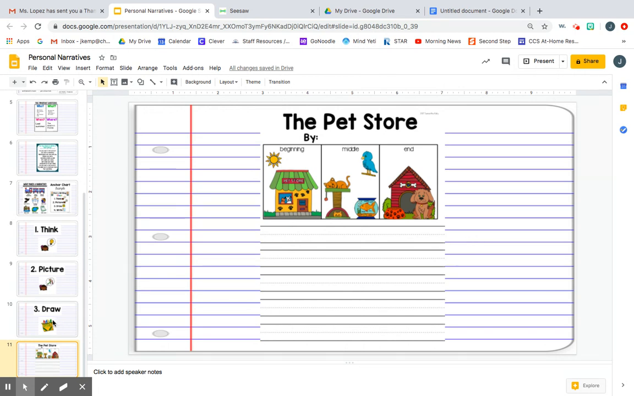Go ahead and get logged on to Seesaw, and you can start your assignment for today. I can't wait to see what you have come up with to write your narrative about. Your thinking, your picturing, and your drawing.